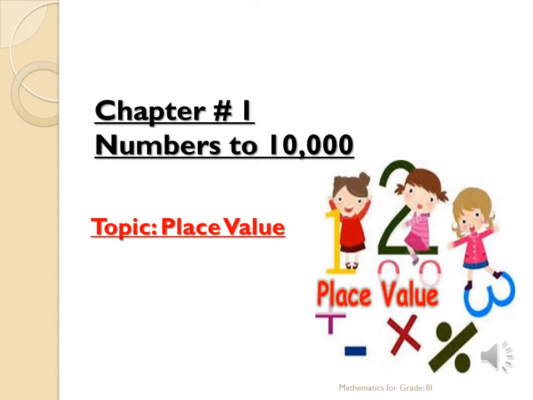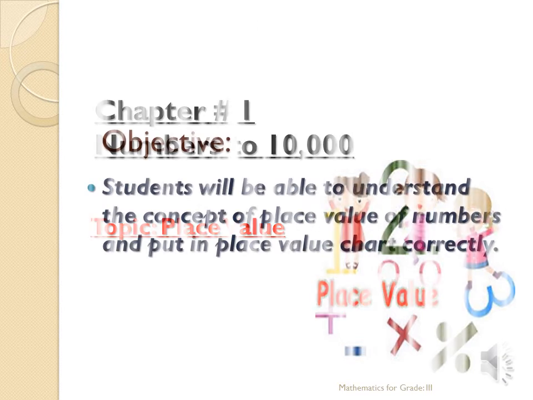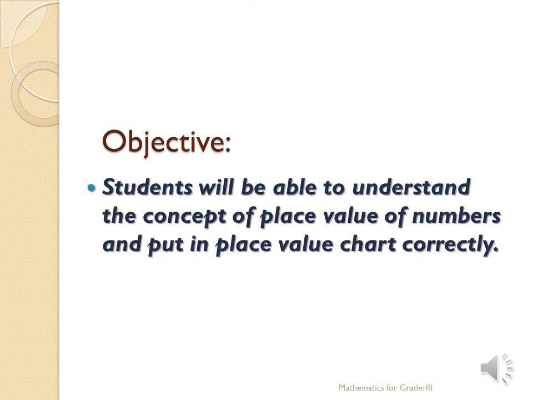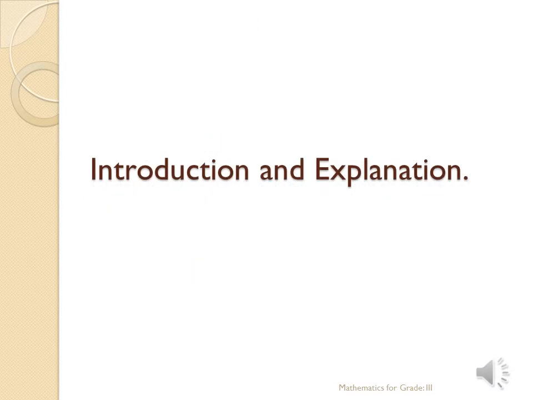And here is chapter number 1, numbers to 10,000, and the topic is place value. Objective: a student will be able to understand the concept of place value of numbers and put them in a place value chart correctly. Introduction and explanation.